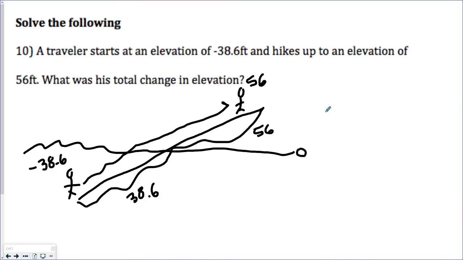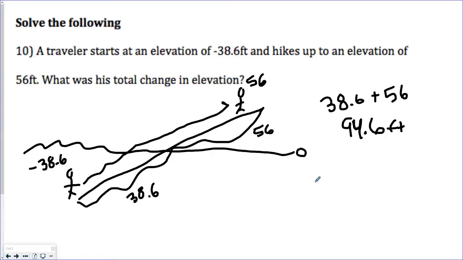So in total, he's adding them together, right? He's going 38.6 feet plus another 56 feet. So he's doing them both. So it's an addition problem, not a subtraction problem, even though one of them is negative. So you have 38.6 plus 56, which would give you 94.6 feet change in his elevation. He went up a total of 94.6 feet during his path there.